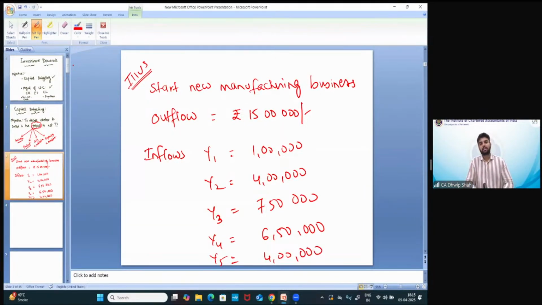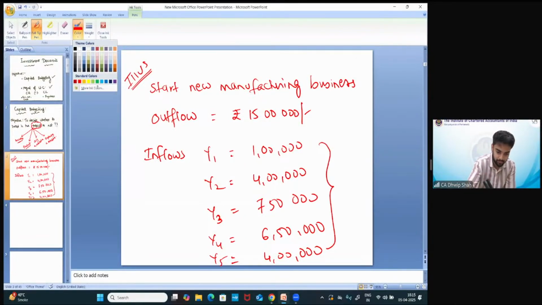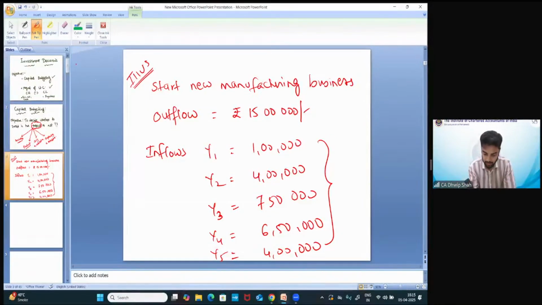So let's say I have started a new manufacturing business for 5 years for the time being. My investment amount is rupees 15 lakh and my inflows for each year are as follows. And my total inflows comes to rupees 1, 5, 12, 18, 19, 23 lakhs. Correct? My total inflows is 23 lakhs. Tell me, shall I invest in this business or not? Shall I start or run this manufacturing business or not? Tell me, what is your opinion? My outflow 15 lakh, my total inflow 23 lakhs.